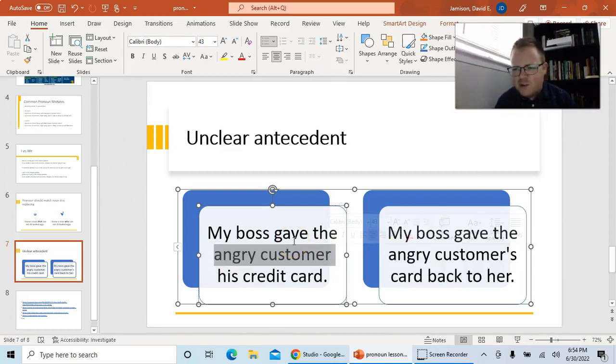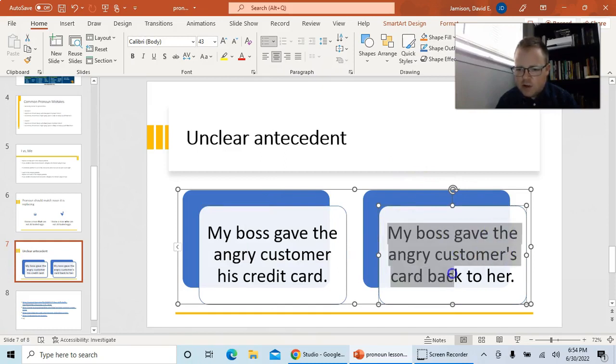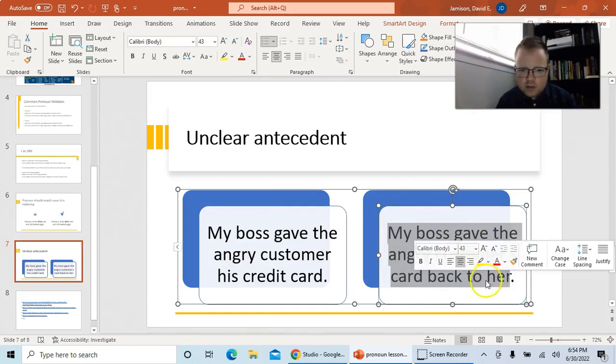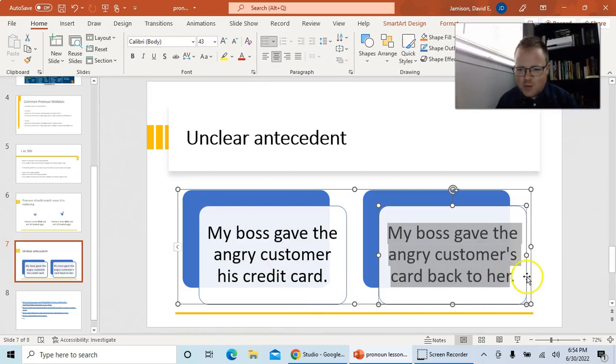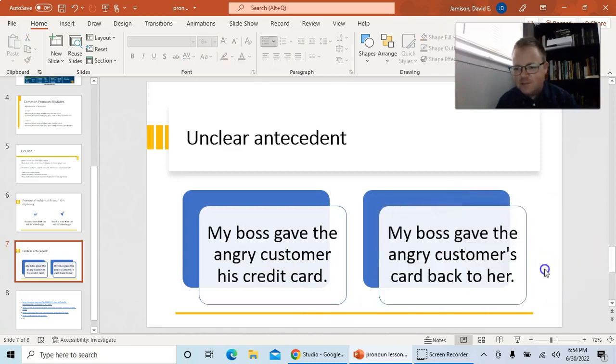Now we can infer he probably gave the customer his credit card. But it's better to write it in a way where it's absolutely clear. So the better way to do it: my boss gave the angry customer's credit card back to her. Oh, I changed the gender of that customer. She had a really interesting time at the store, I guess.